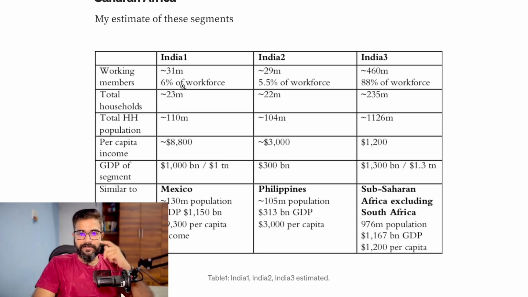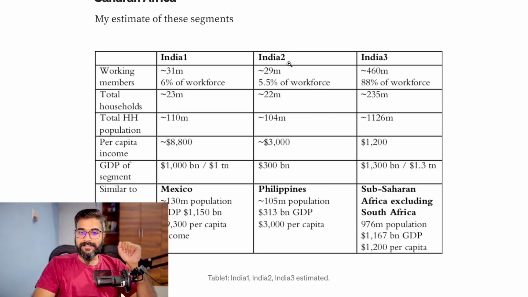India 1 is like 31 million, so 3.1 crores. Basically, this is like 6% of the workforce. This is equivalent to Mexico, whose population is 130 million, but the GDP generated by this particular section of our country is similar to that of Mexico overall. Per capita income is almost there as well. This India 1 population is the richest of them all.